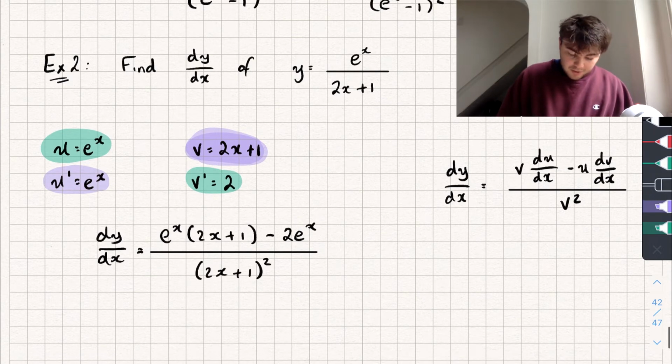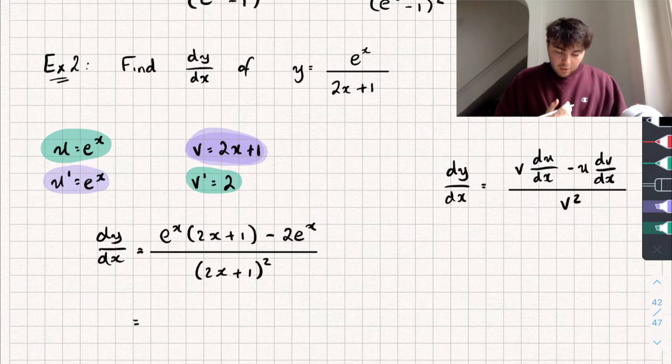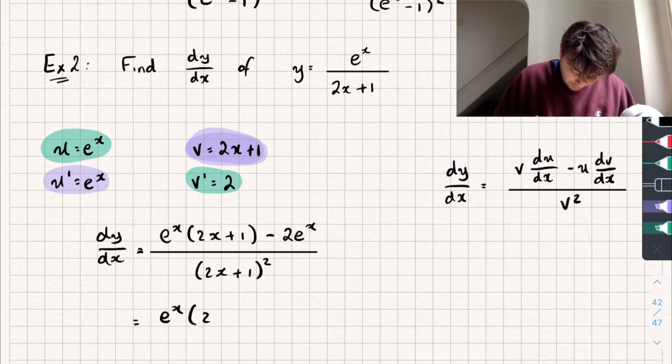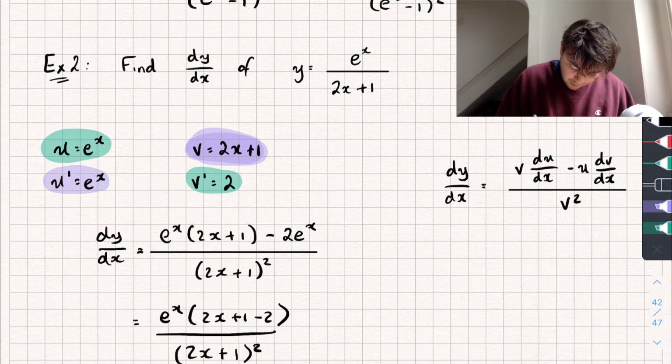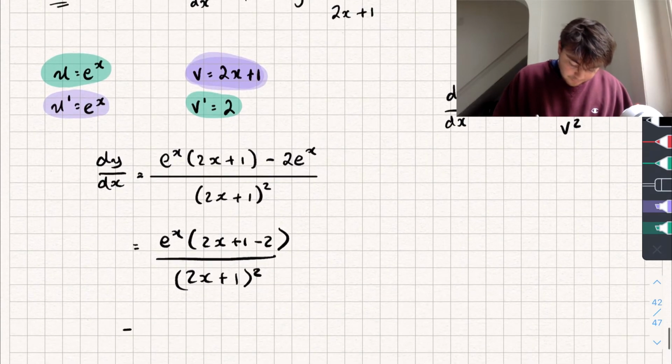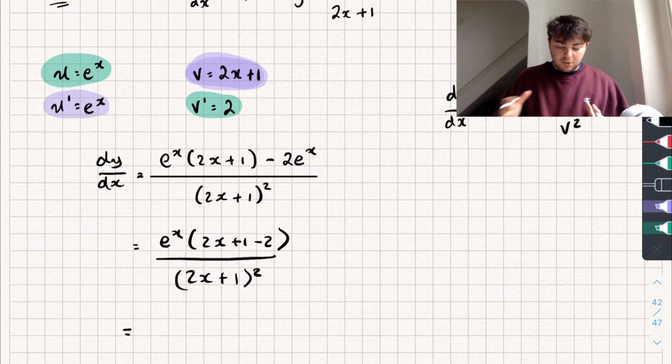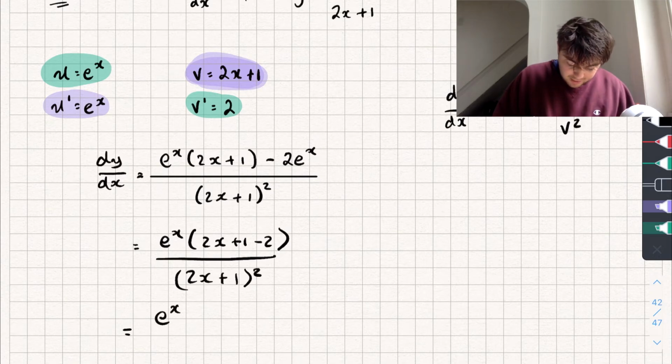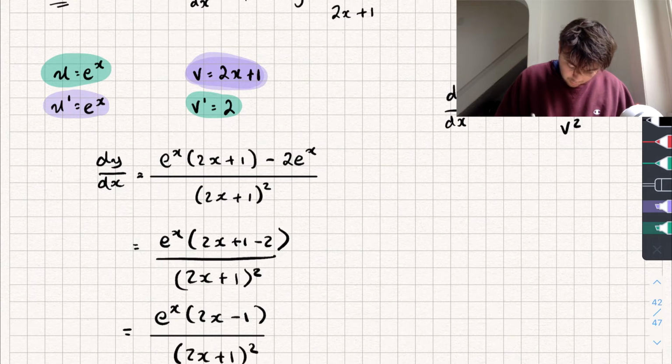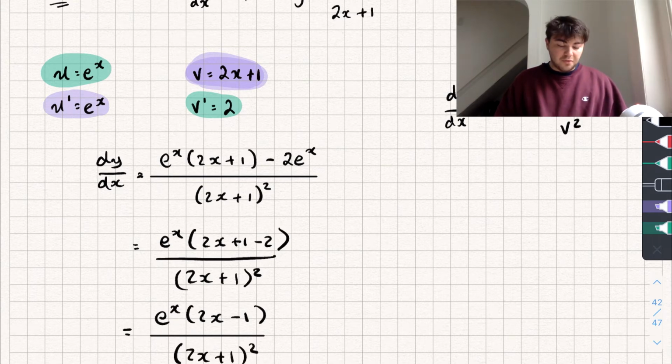So we could actually probably simplify the numerator a little bit. We could factorize out the e to the x term from the numerator, and if we do that we're left with 2x plus 1 subtract 2, all divided by 2x plus 1 all squared. And if we simplify that, well, we've got 2x plus 1 minus 2, so we're going to get e to the x multiplied by 2x minus 1, all divided by 2x plus 1 all squared. And that would be our derivative.